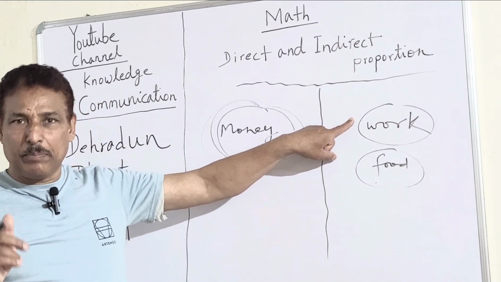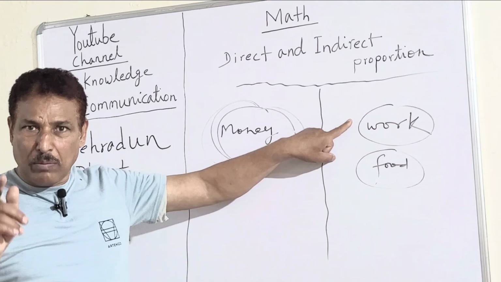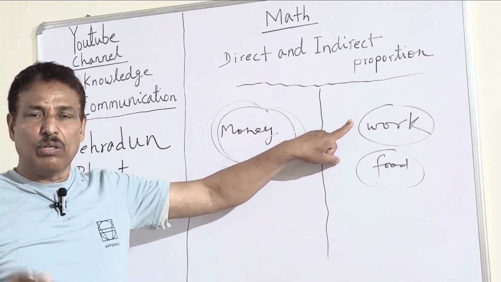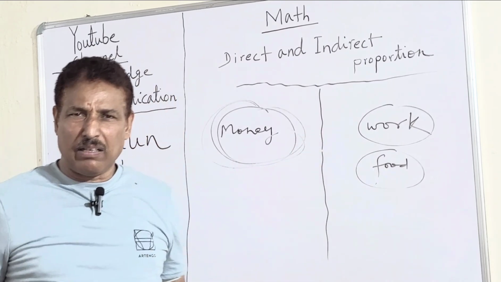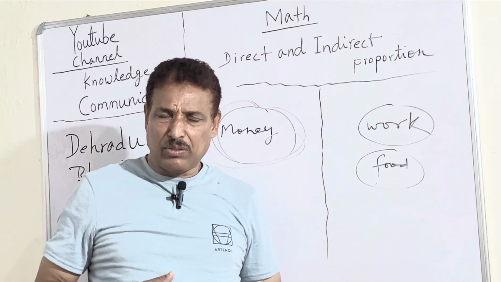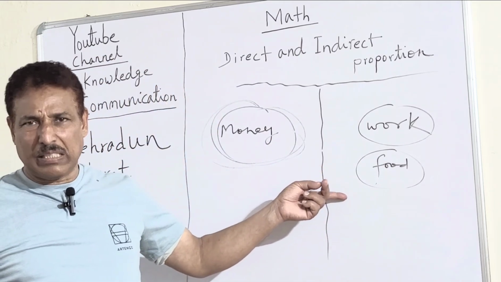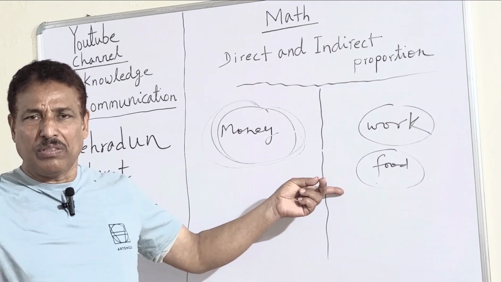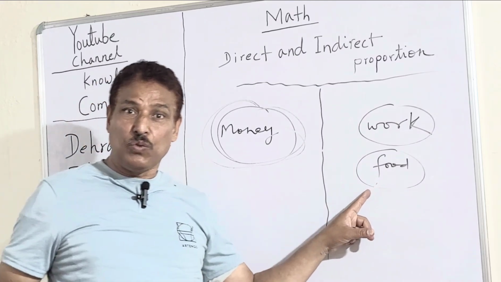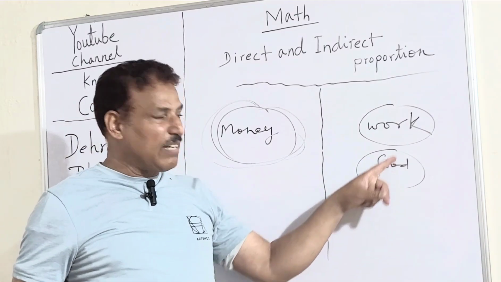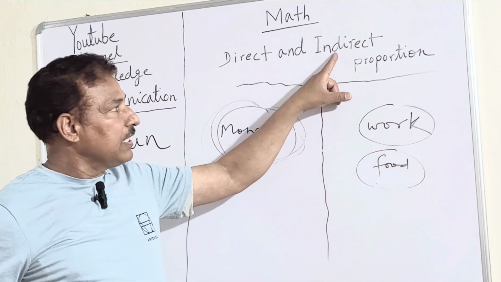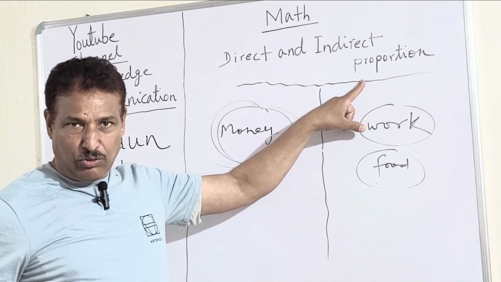You want to complete a particular work on your land. In fewer days, you have to employ more workers. If you want to take more days, there is no problem about time. You can employ a lesser number of workers, and they will take much more time. So that is inverse. Similarly, in the case of food, that is provision, the same fact applies as in the case of work. So that is indirect proportion. I think you have understood it.